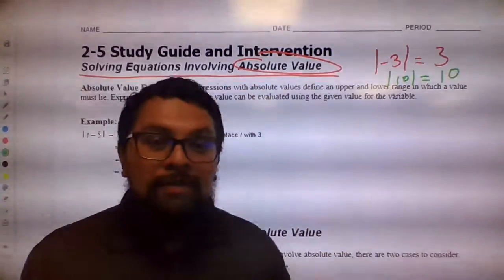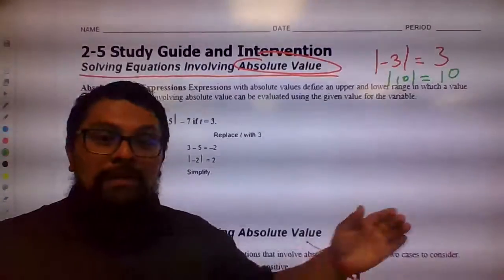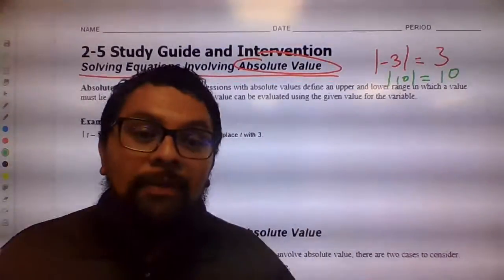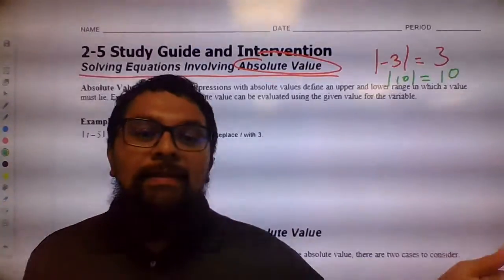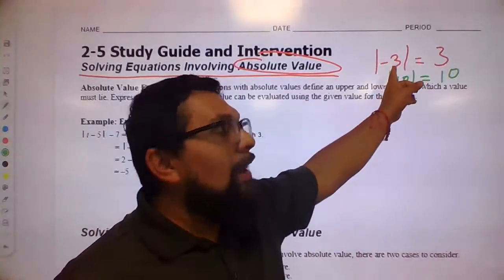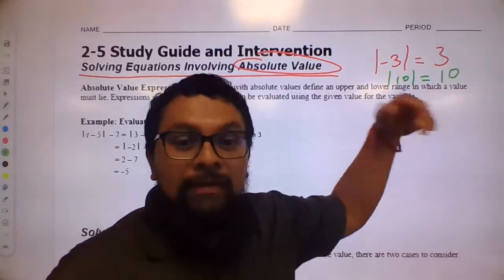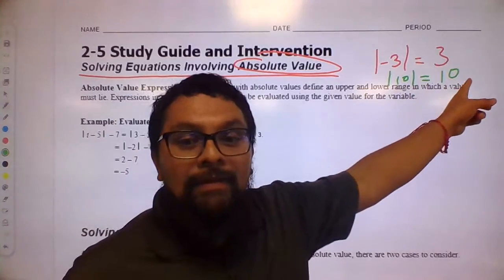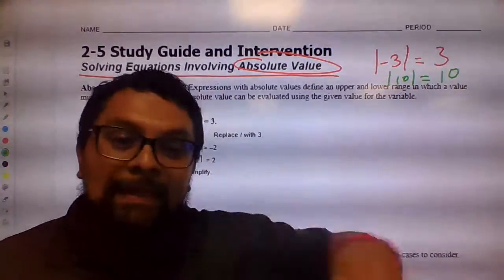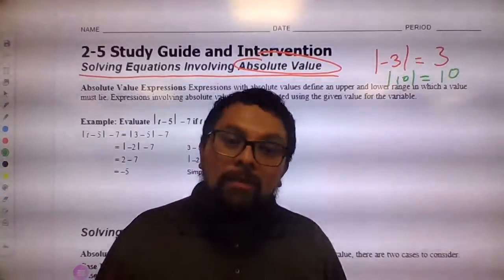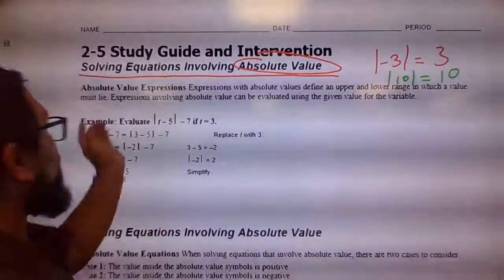You should have learned this last year. Okay, if you didn't, that's just a little bit of a refresher. So the absolute value of a number is the distance it has from zero. So in this case, the absolute value of -3 is 3 because it's three spaces from zero. The absolute value of 10 is 10 because it's 10 spaces from zero. Okay, that's all I'm going to say about that. So let's go ahead and keep going.